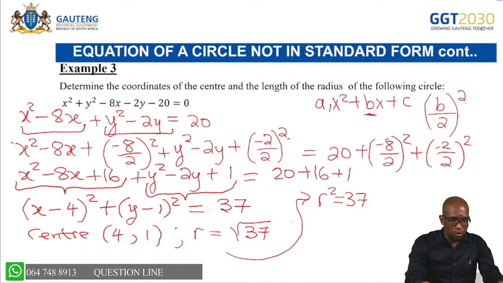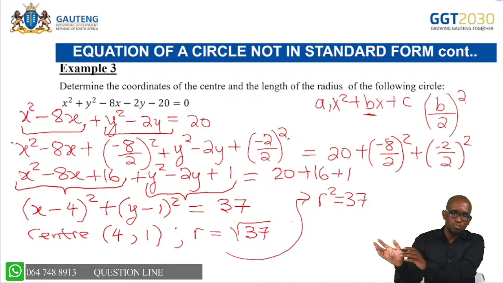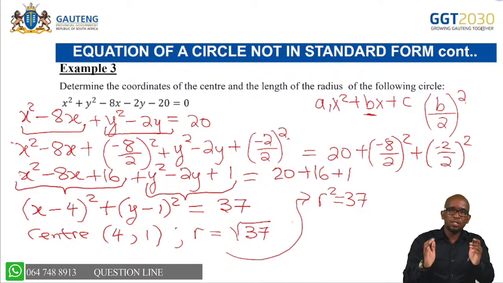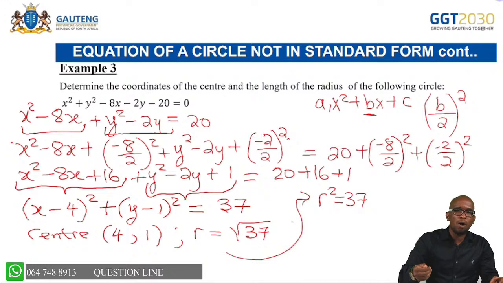Right, that is how we complete the square. Let's review what we did. We isolated the x values, isolated the y values, moved the constant to the right-hand side by transposing it, and then we completed the square for x, completed the square for y, and worked out the radius. And then from there, we can get the equation into the center and radius form, which means we'll be able to pick up the center as well as the radius from the equation.